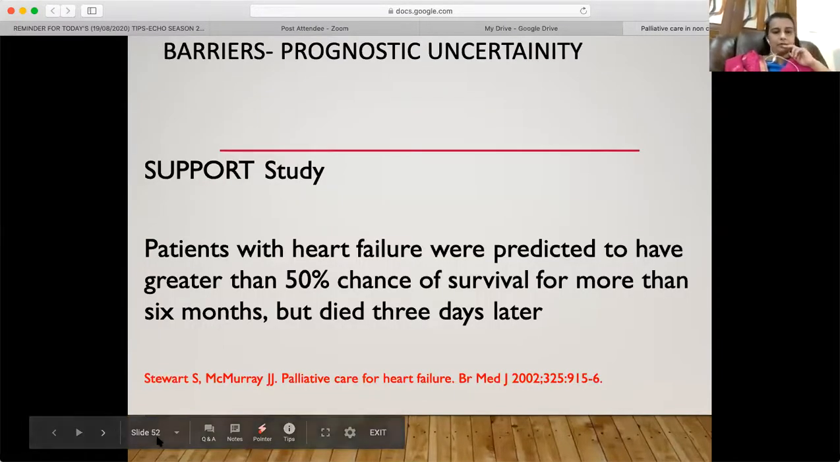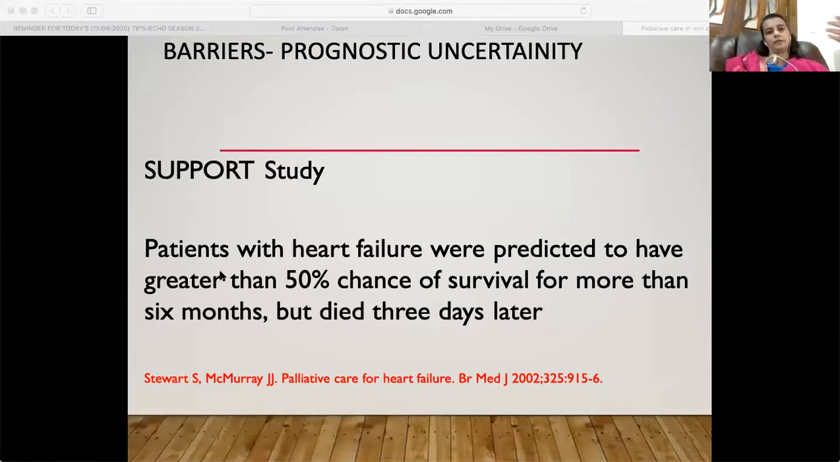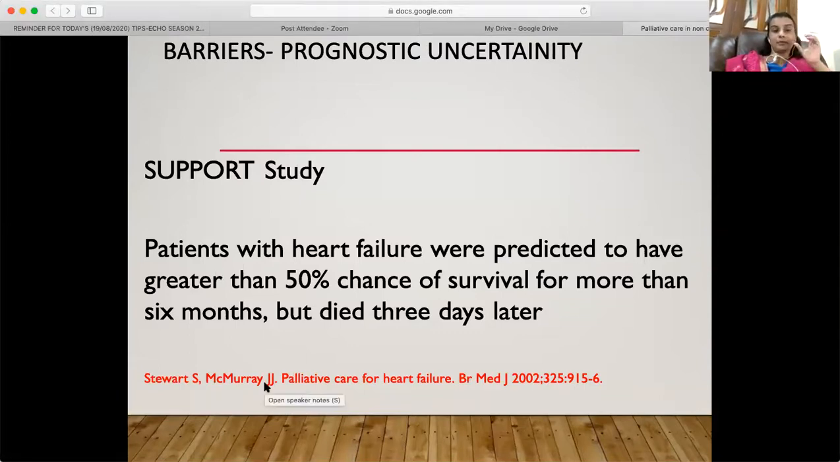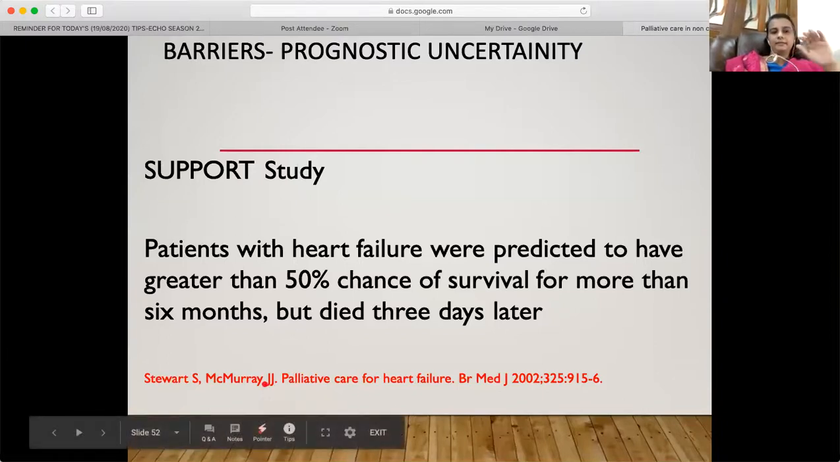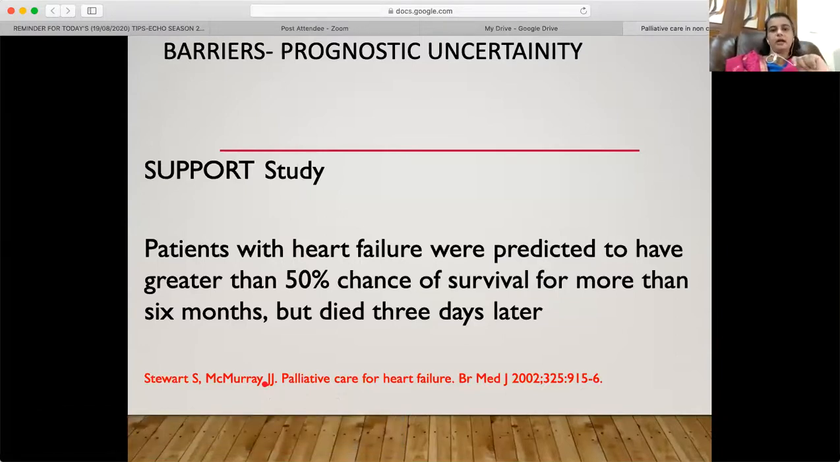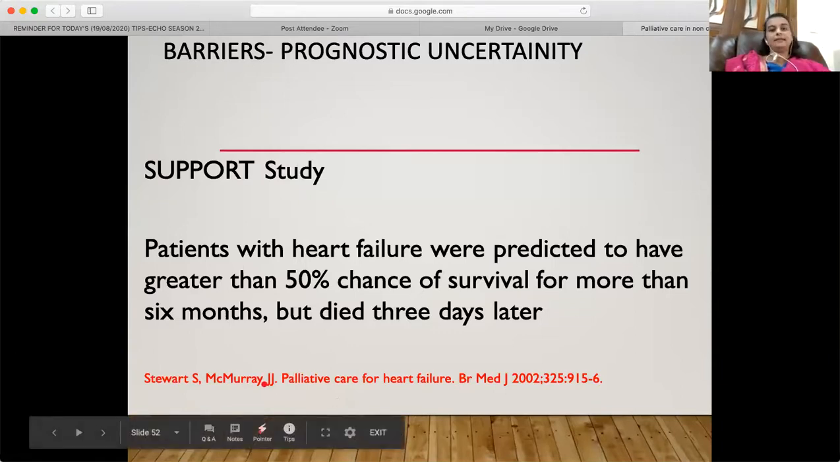I'll just mention a few points about what you think the barriers are. Why don't non-cancer patients get palliative care input? The SUPPORT study was a study to understand prognoses and preferences for outcomes and risks of treatment. They found that doctors feel there is prognostic uncertainty. In the SUPPORT study, patients with heart failure were predicted to have a greater than 50% chance of survival for more than 6 months, but they died 3 days later. This was published, and it shows how uncertain prognosis is.